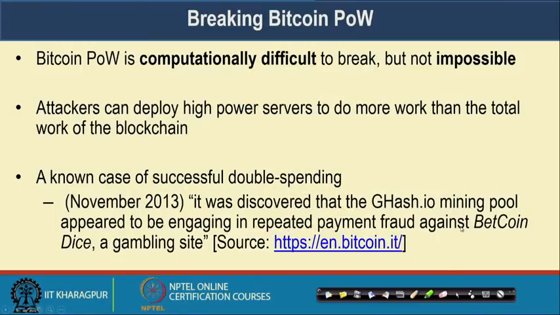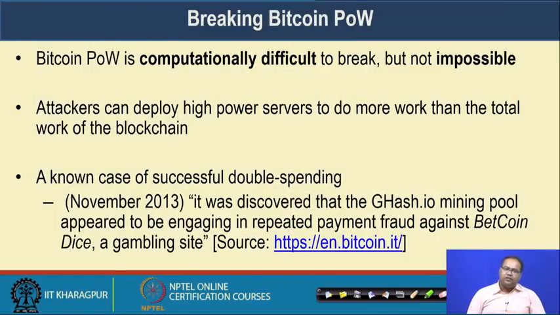Well, now let us look at whether it is possible to break the Bitcoin proof of work or not. As we have mentioned earlier, Bitcoin proof of work is computationally difficult to break, and that is the important term. It is computationally difficult to break, but it is not impossible to break a proof of work based system. The attackers can always deploy high power servers, and by deploying those they can do more work than the total work of the blockchain, and that way they can tamper with the entire blockchain network.